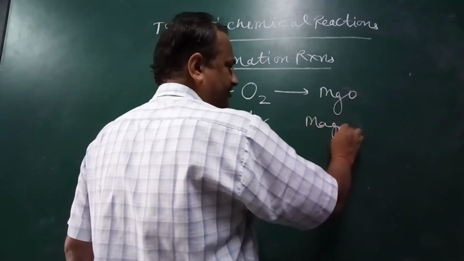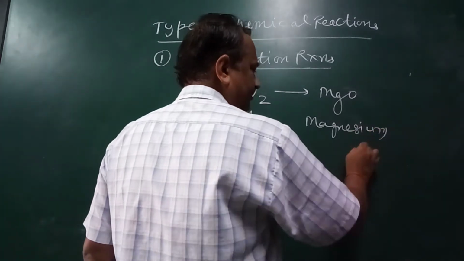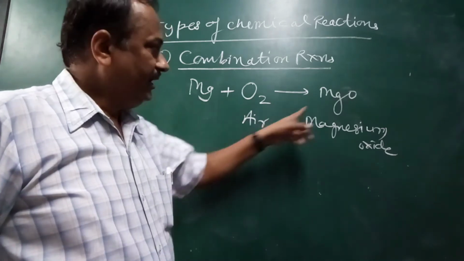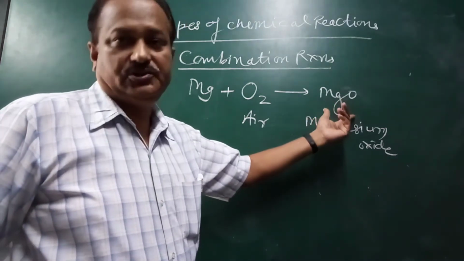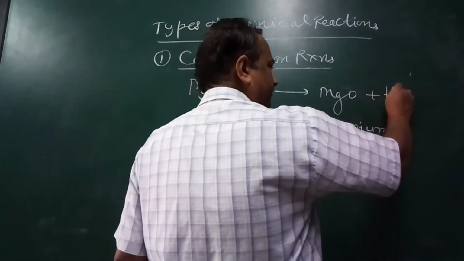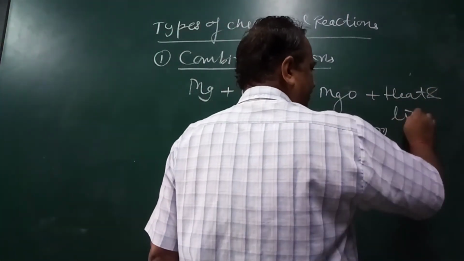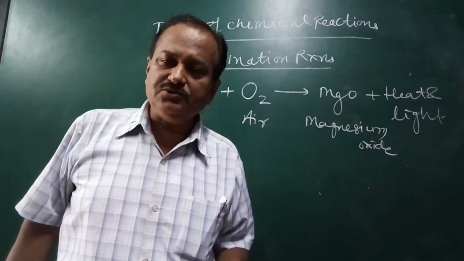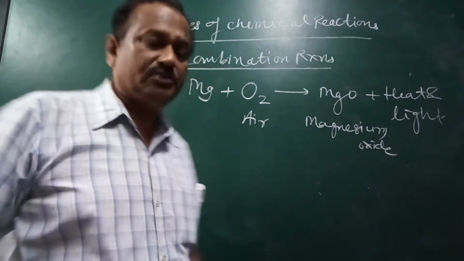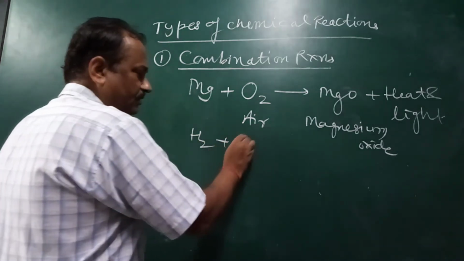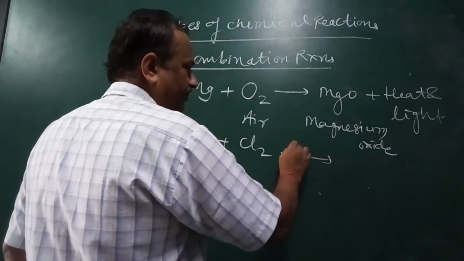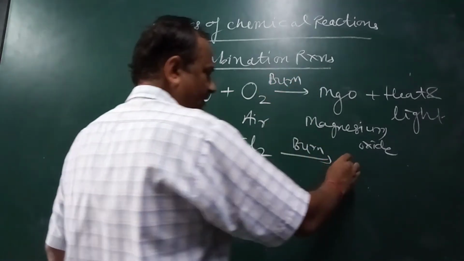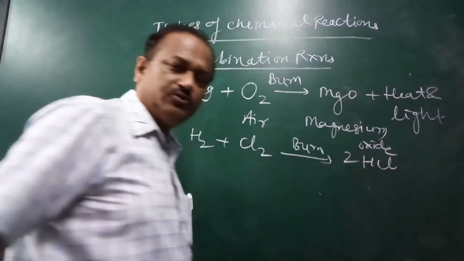This is magnesium oxide. Here oxygen is an element, magnesium is an element, and so the magnesium oxide molecule is formed, plus a large amount of heat and light is produced, and this is called a combination reaction. In combination reaction, atoms can join together, molecules can join together. Similarly, you can take H2 plus Cl2. On burning or on light, there is formation of hydrogen chloride.